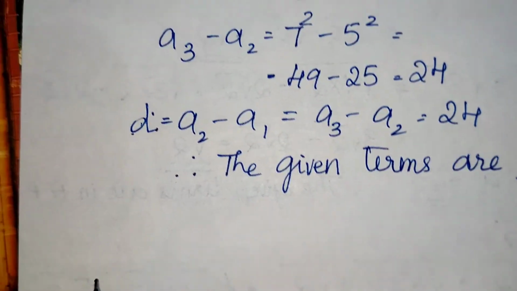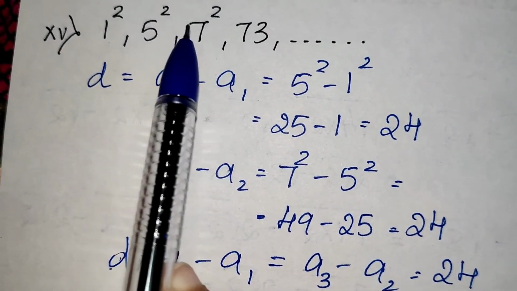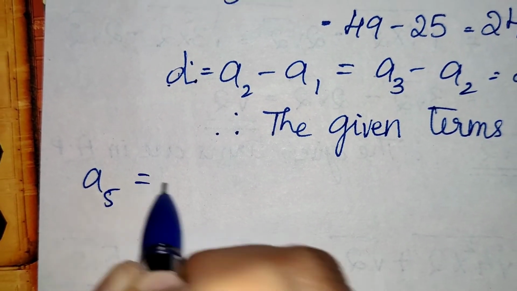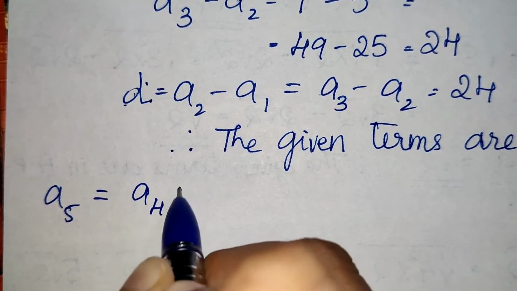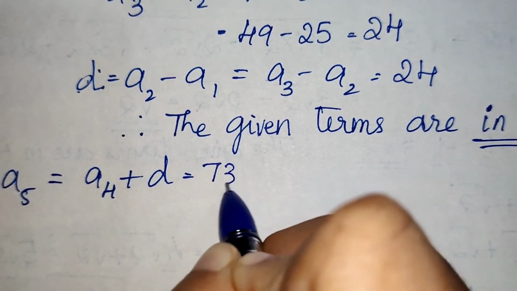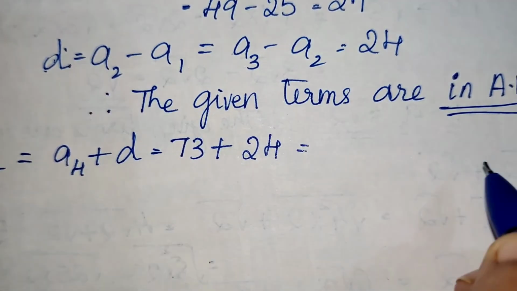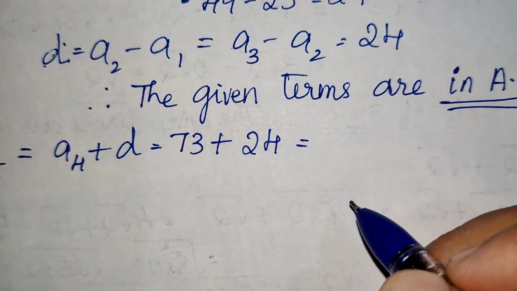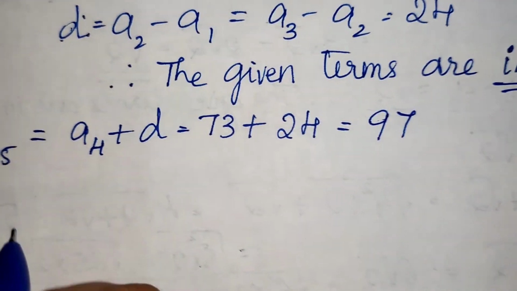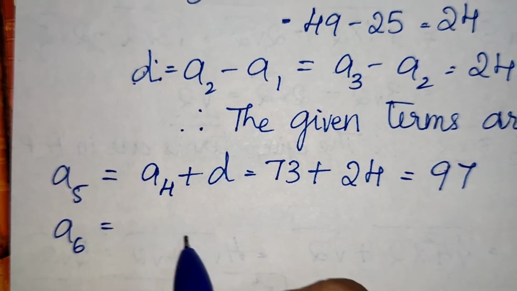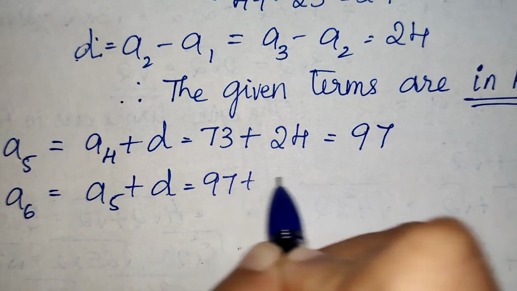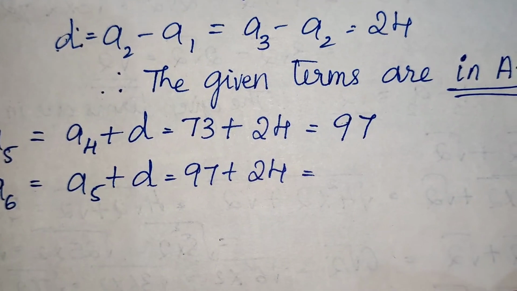So how to find out the next three terms? We have A1, A2, A3 and A4. We have to find A5. Yes, A5 is given by A4 plus D. So which is our A4? It is 73. 73 plus D is 24. What is 73 plus 24? It is 97. Again A6 is given by A5 plus D. What is A5? We have 97 plus 24.